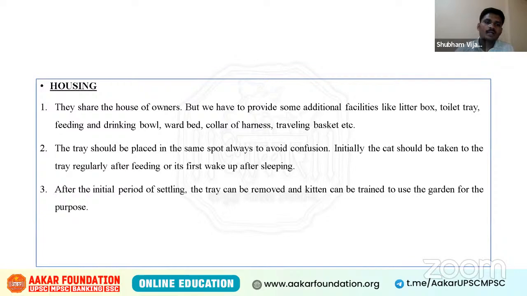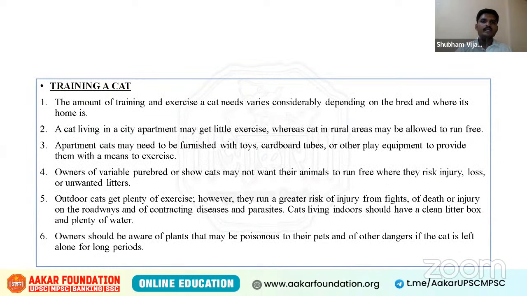Now training. The amount of training and exercise a cat needs varies from breed to breed. A cat living in a city apartment is definitely confined in the house, so it needs exercise. Apartment cats need to be furnished with toys, cardboard tubes or other play equipment to provide them enough exercise. Owners of valuable purebred and show cats may not want their animals to run free where they risk injury, loss, or unwanted litters. So exercise is very important. It plays a very important role.